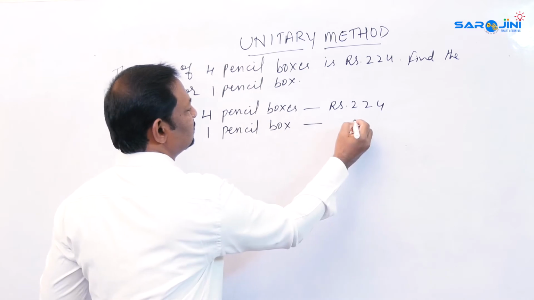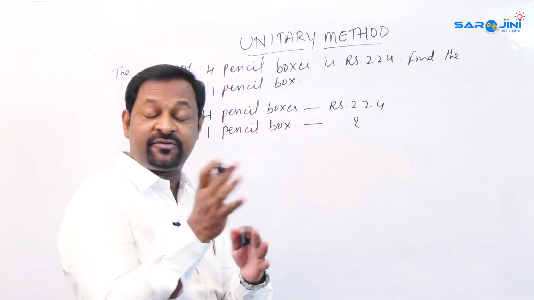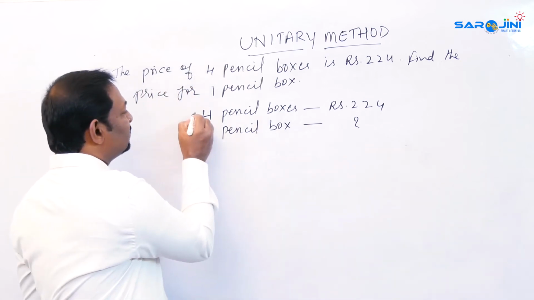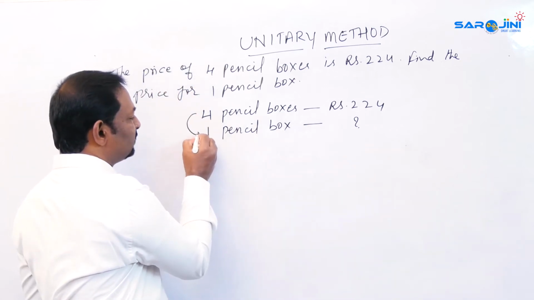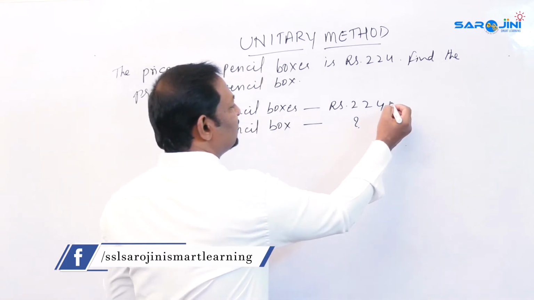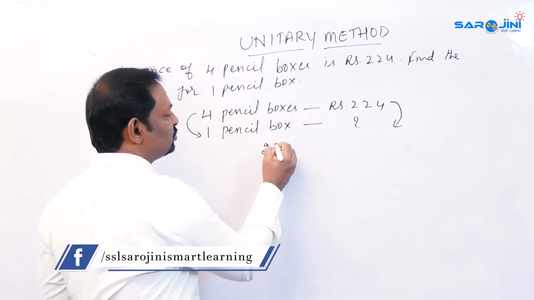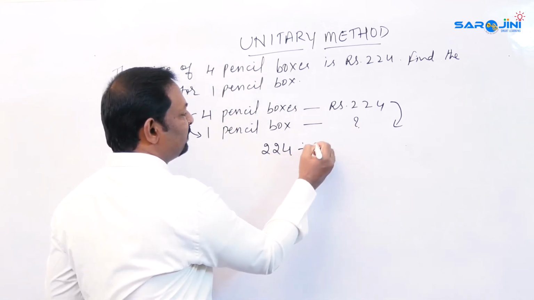For 1 pencil box, what is the question? Is it division or multiplication? That we have to analyze. Now, the 4 pencil boxes becoming 1 means the number of pencil boxes is decreasing. So here the number of rupees also will decrease. That means division. So 224 divided by 4.